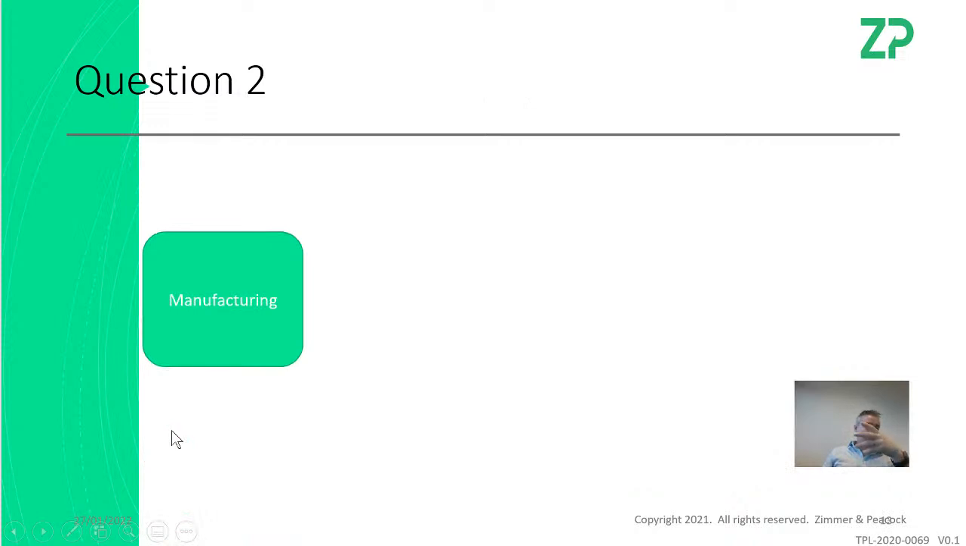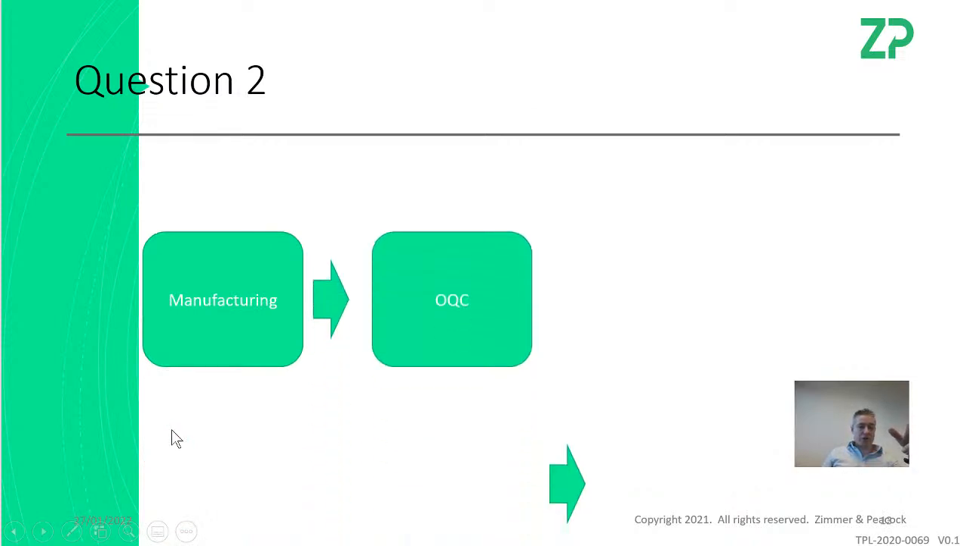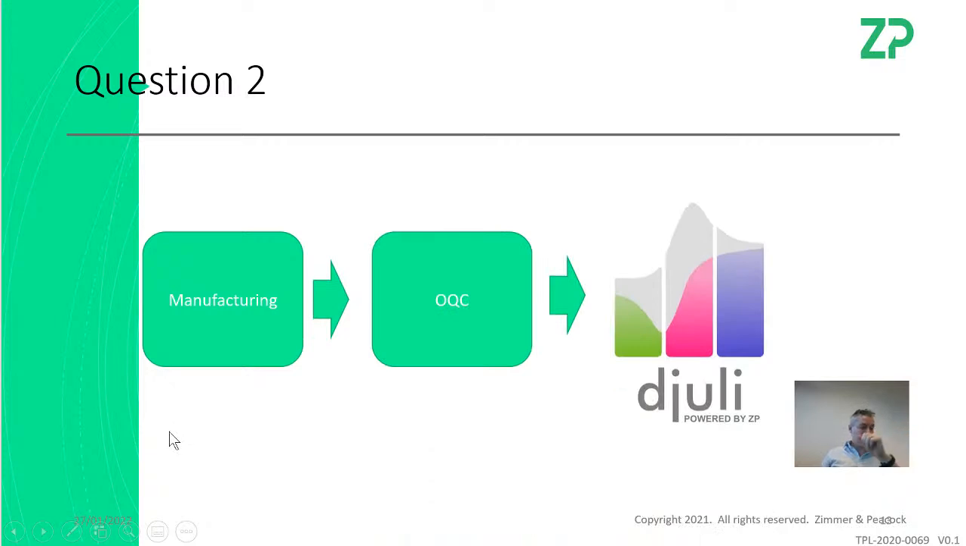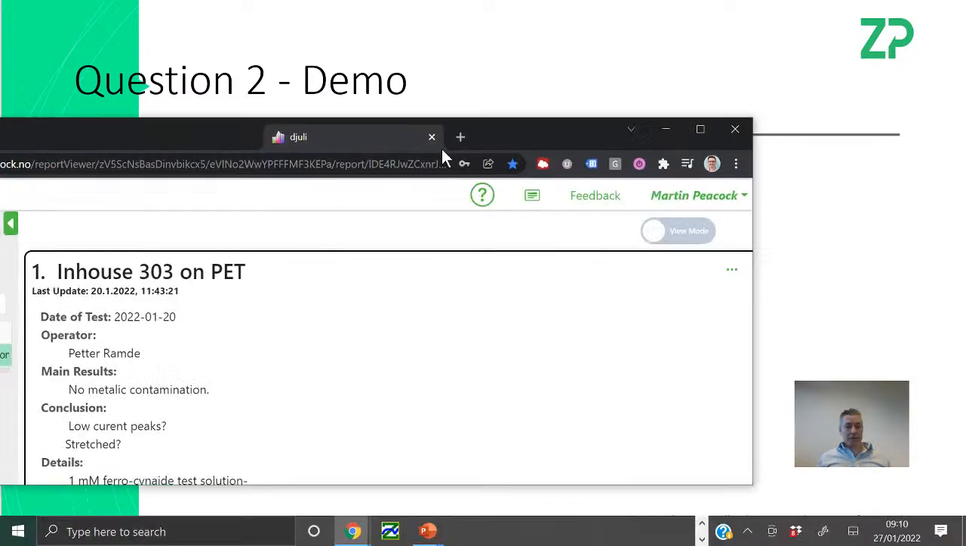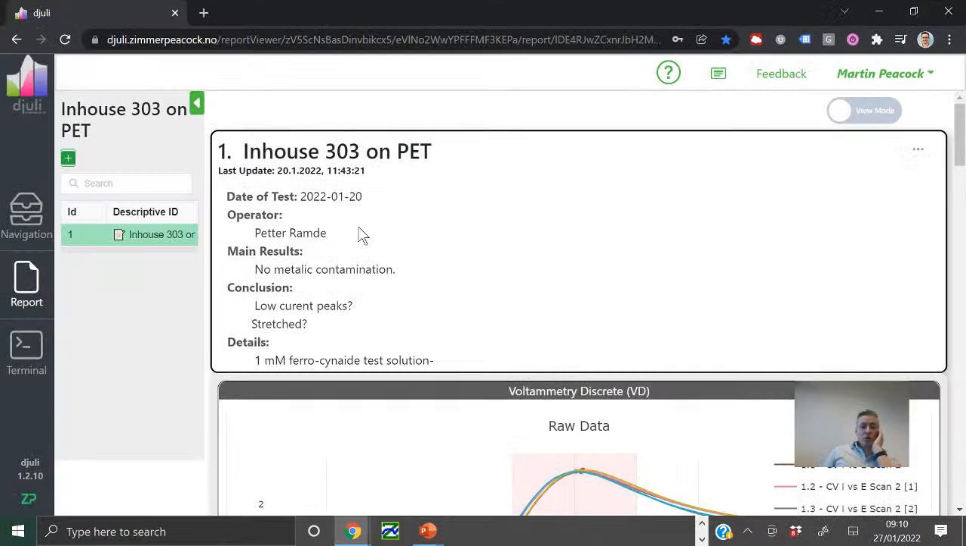Now at ZP we do the manufacturing, we then do the OQC, and then we pass the data to Julie. And Julie's cool, because I'll give you a quick demo on Julie in a minute. But let me give you a sense of Julie. So this is the Julie database. It is free to open up these accounts on Julie. Aftab and Hitcham know this, but Julie is a good tool for uploading data, sharing data, and analyzing data.